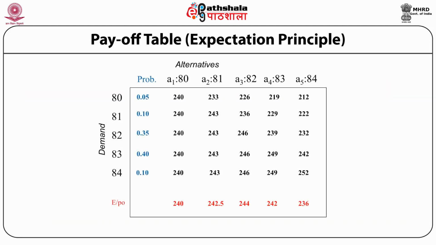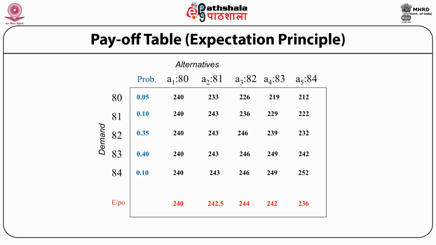Dear students, the second important principle is the expectation principle. Again, it is very simple to understand. In this, as I have already explained, the decision maker has the outcome probabilities assigned, whether objectively or subjectively as the case may be. The expected payoff for each alternative is calculated by multiplying the payoff values with their respective probabilities and then summing up these products. The strategy with the highest payoff is finally selected.